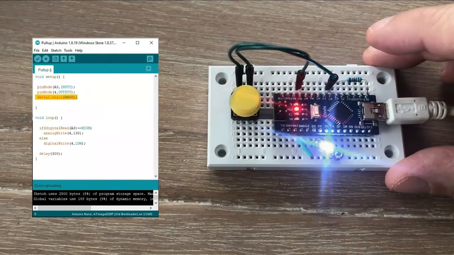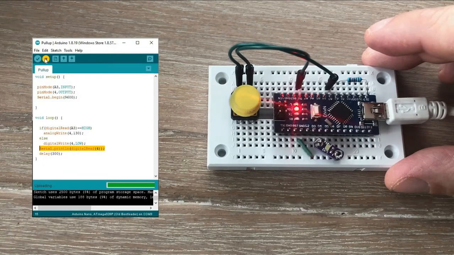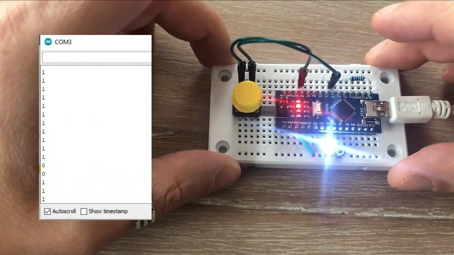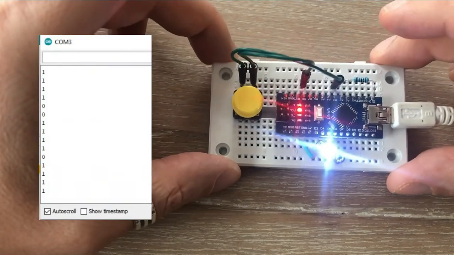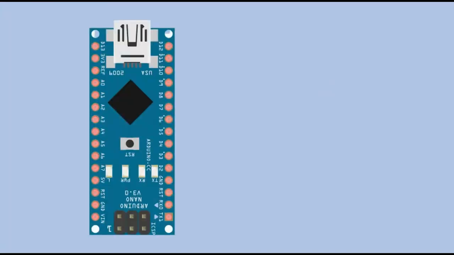We can open the serial monitor in the code and output the signal read from the pin connected to the push button. After loading the program to the microcontroller, we observe the signal hectically changing from high to low. Let's look at the diagram and try to figure out what is wrong with this setup.